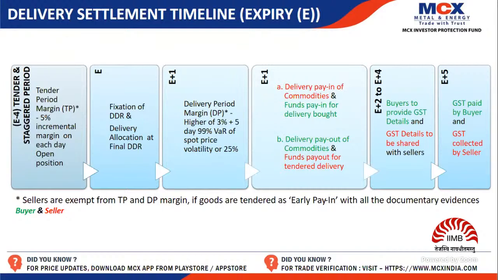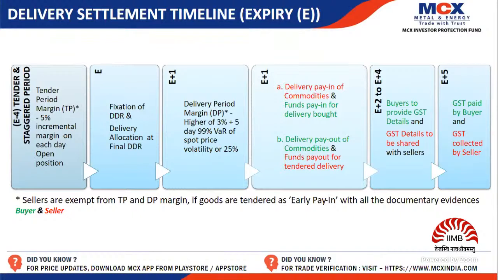And if you wish to take delivery, then along with this trading account, you have to open another account, that is a Commerce account. What is Commerce? Commodity receipt information system. You should have an account in Commerce. If you wish to take delivery, you should enter into this tender period, the last 5 days. Every day there will be a 5% incremental margin, and you should maintain that margin.